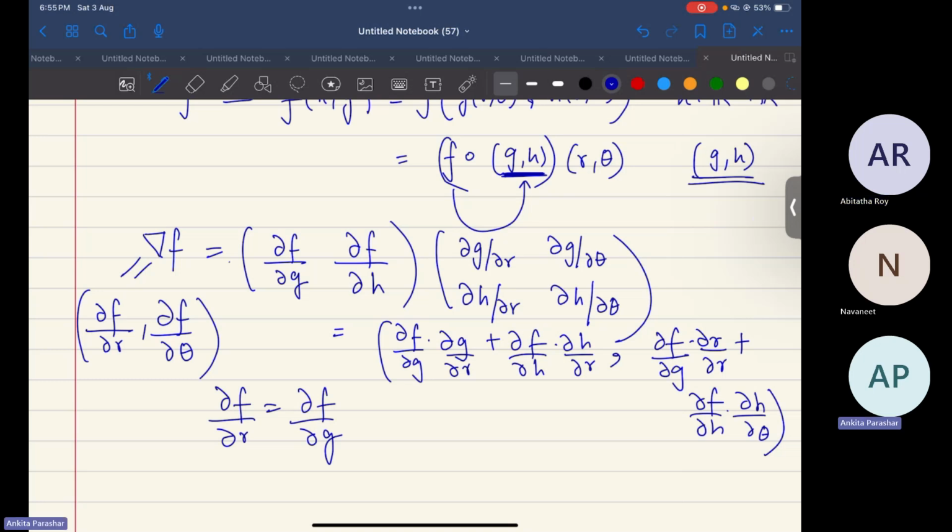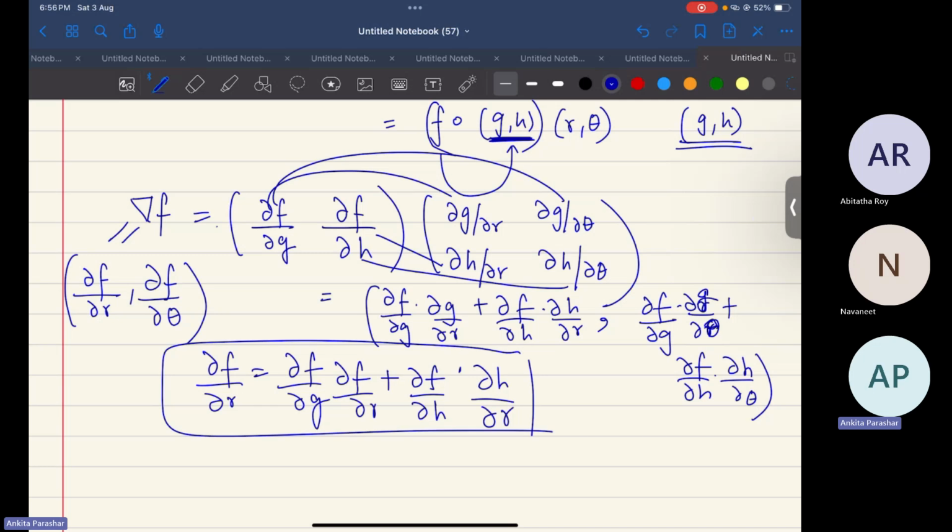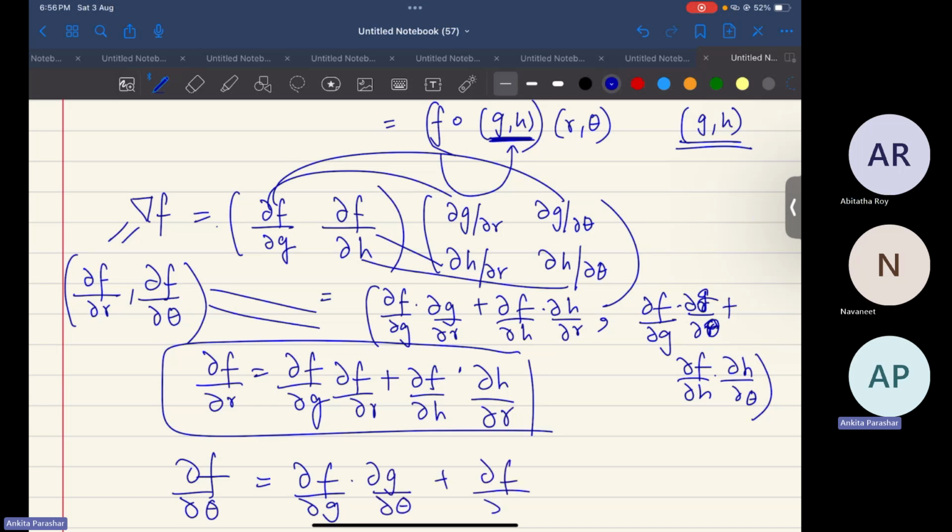Yes. I think I am making a mistake here. Del g by del theta. This, and then this, and this. It's a matrix multiplication, so we'll get del f by del g into del g by del r plus del f by del h into del h by del r. This is the first thing. Equate them. Del f by del theta is del f by del g into del g by del theta plus del f by del h into del h by del theta. This is okay, right?